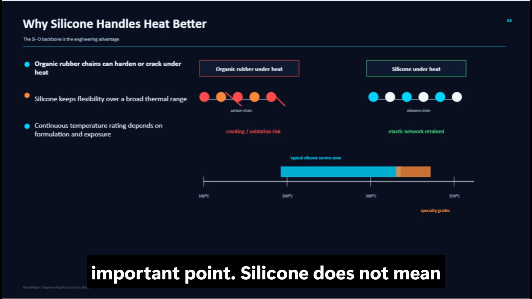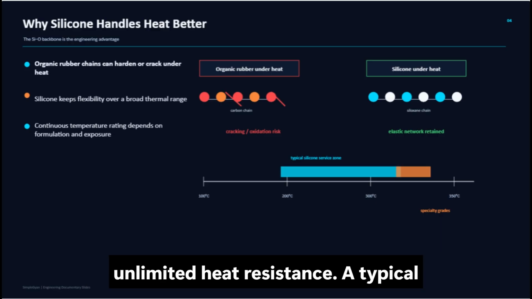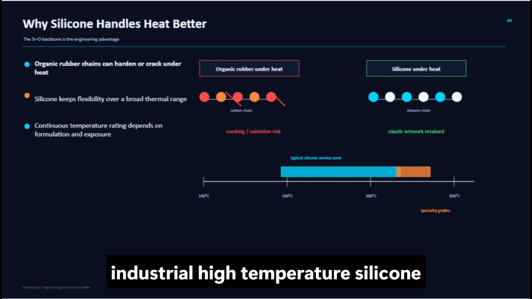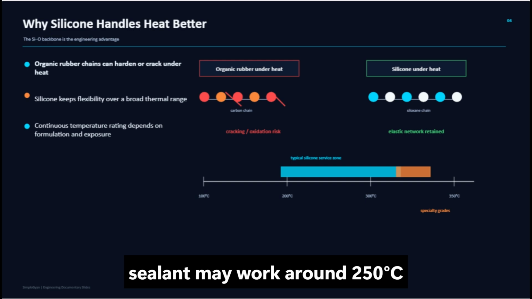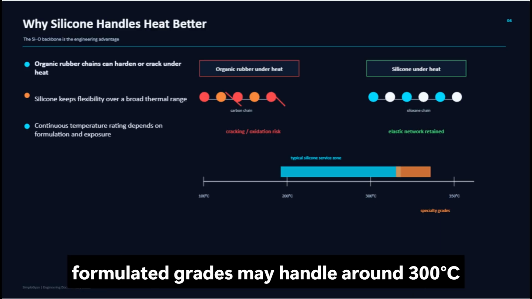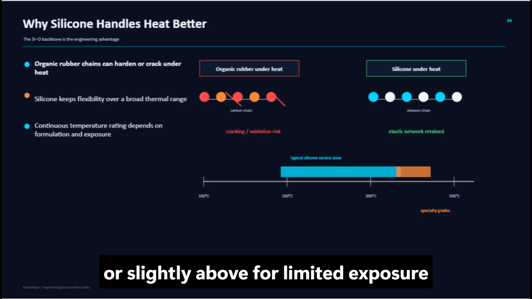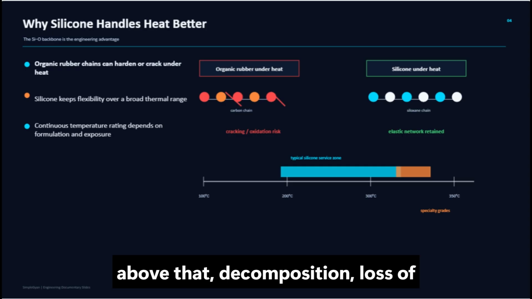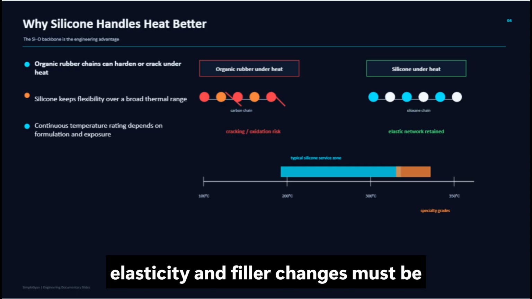But there is an important point: silicone does not mean unlimited heat resistance. A typical industrial high-temperature silicone sealant may work around 250 degrees Celsius continuously, and some specially formulated grades may handle around 300 degrees Celsius or slightly above for limited exposure. Above that, decomposition, loss of elasticity, and filler changes must be considered.